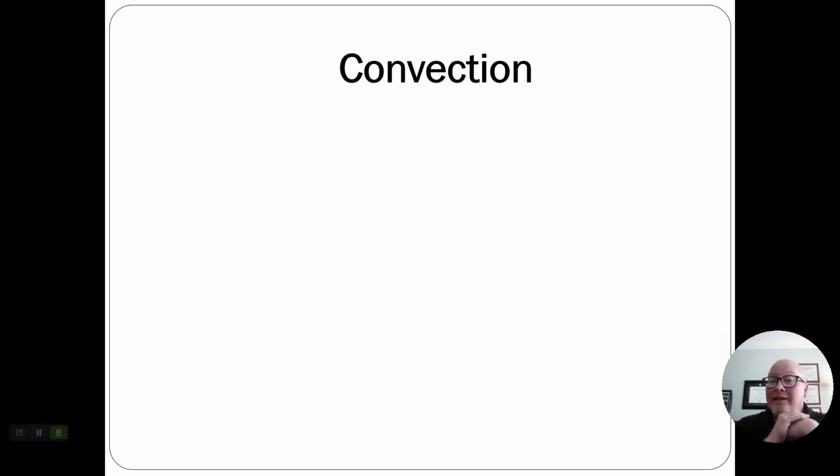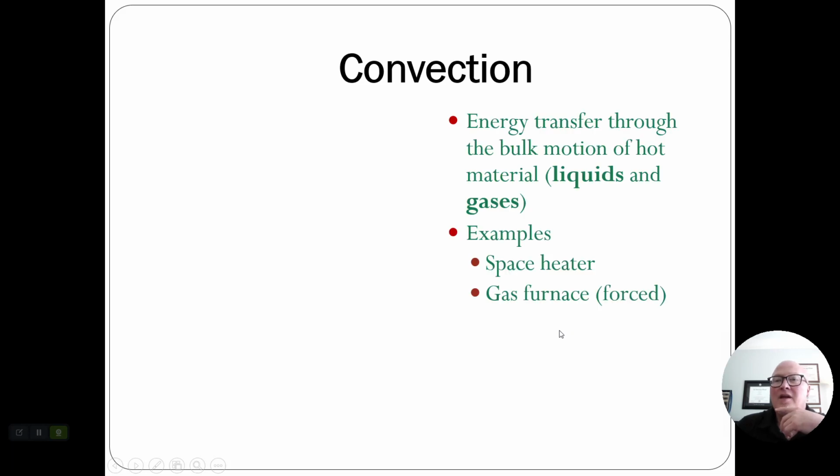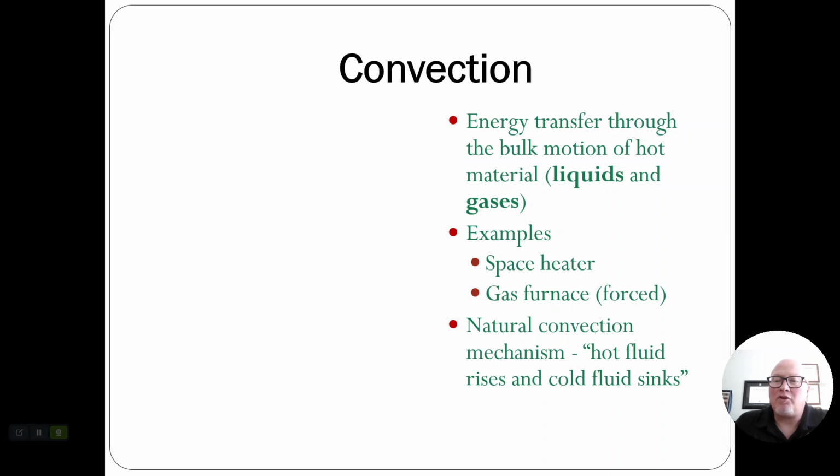So here we are at Heat and Matter, Part 2. We'll pick up where we left off, looking at convection. Convection is heat transfer by moving fluid. We've got multiple examples here: a space heater, a gas furnace, and I mentioned earlier that wind on Earth is caused by unequal heating, so that's convection.